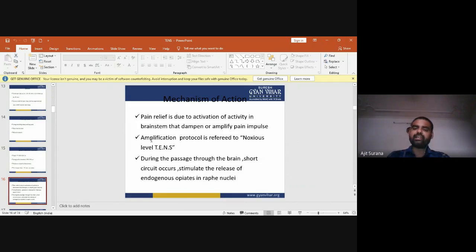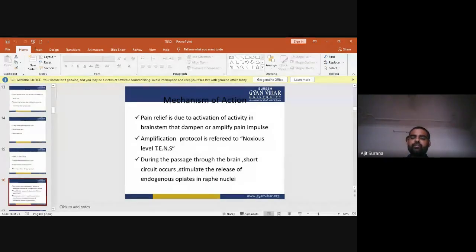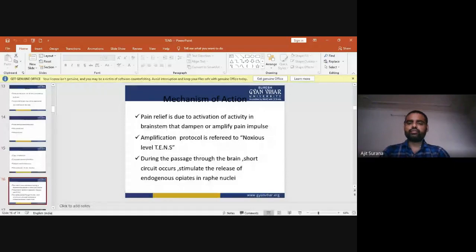The amplification protocol refers to noxious level TENS. During the passage of impulses through the brain, a short circuit occurs.